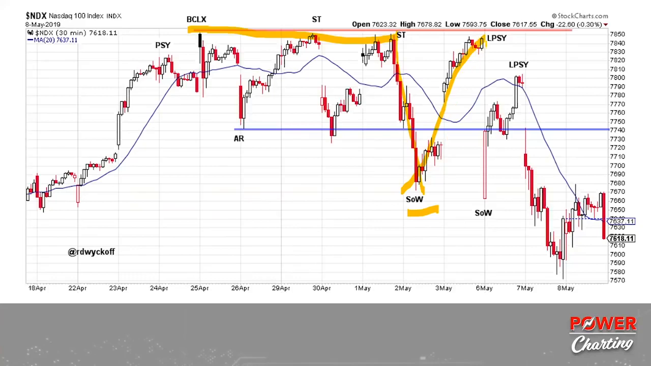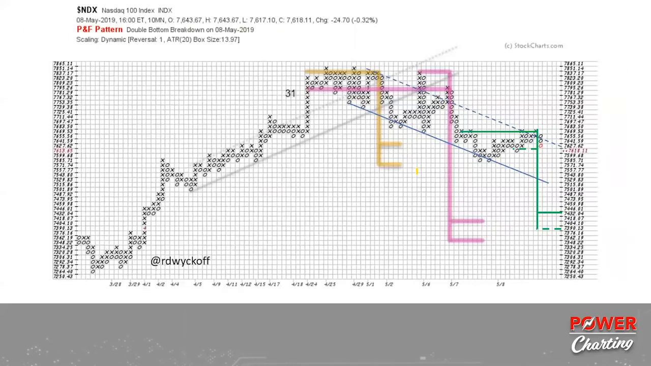But notice this lower high. This was a lower high here. This is a lower high, and then a sharp break with a gap that is another sign of weakness, and then a rally back in to a lower high, an LPSY. And we were of the mind that we might have a much bigger point and figure count available to us if the distribution continued to unfold. Well, look what happened.